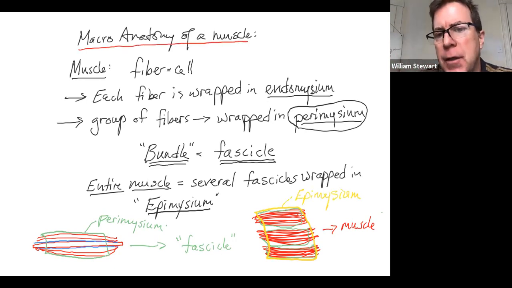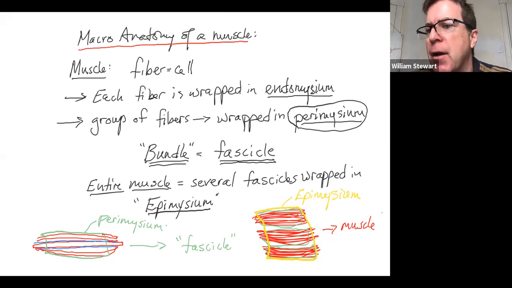So that's the macroanatomy of how a muscle is arranged. It's just long cylindrical fibers wrapped together in a bundle. Then we take several of those bundles, wrap them together, and make up an entire muscle.